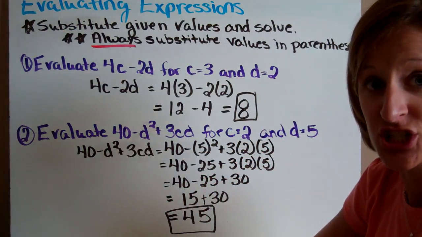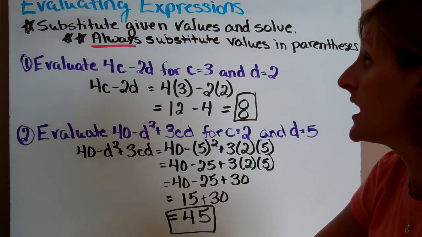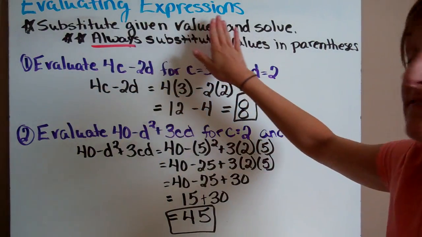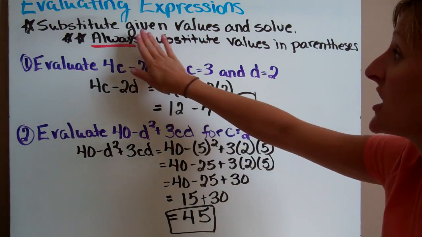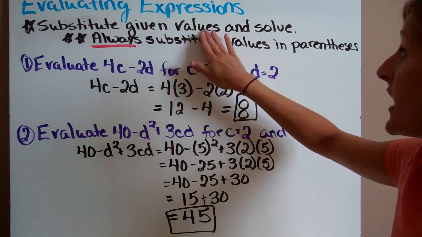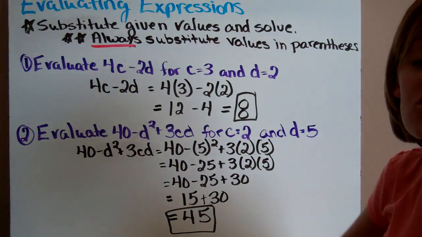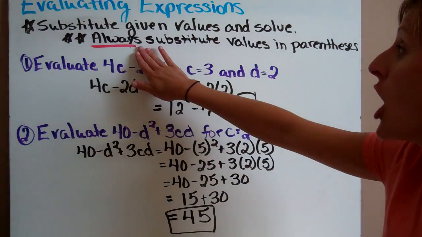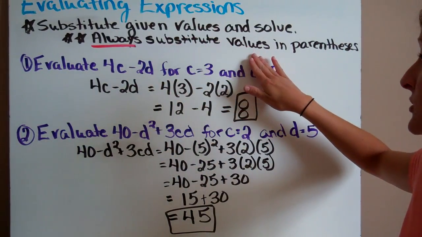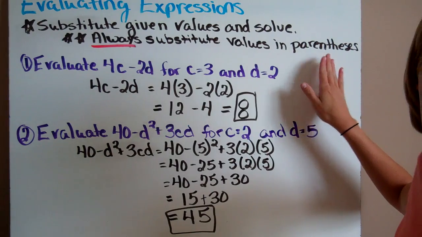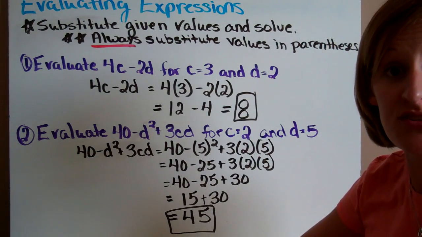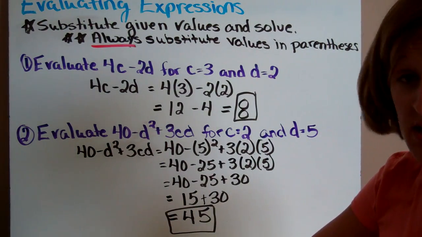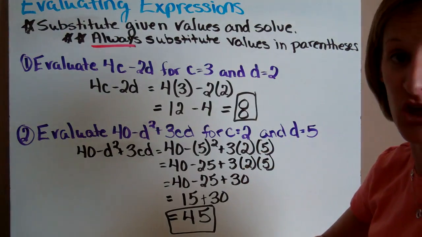Evaluating an expression. It's actually very easy. Now, what you need to do when evaluating an expression is you're going to substitute the given values and then just solve. So they'll tell you what x is or what y is. You're always going to substitute the values in parentheses. This will keep your negative numbers negative and your positive numbers positive and won't make you get confused.